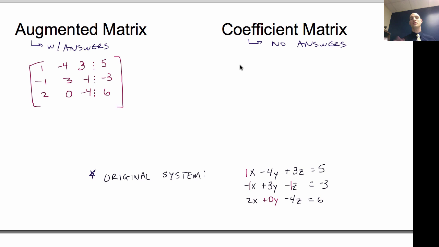My coefficient matrix is just the part without the answers. This one's going to be easier to write because I'll just do 1, -4, 3, -1, 3, -1, and 2, 0, -4. No answers. That's my coefficient matrix. That's all there is to writing these things out. Eventually this is going to help us solve equations or multiply by a scalar, something like that. So this is just a basic step in getting to the process where we can do matrix operations.